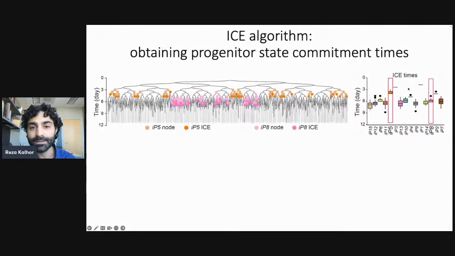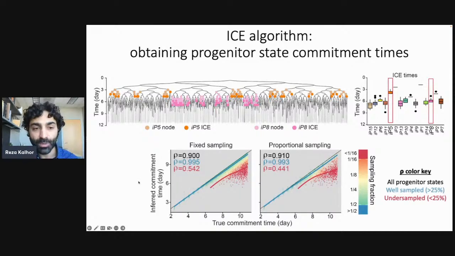So basically, the average of the ICE times we see across the phylogenetic tree for a progenitor state represents its commitment time. And when we look at our panel of 3,000, this is what the performance looks like. On the left, you're seeing fixed sampling. On the right, proportional sampling. The x-axis is the commitment time that was simulated, the true time. And the y-axis is the one that was inferred with the ICE by measuring ICE times.